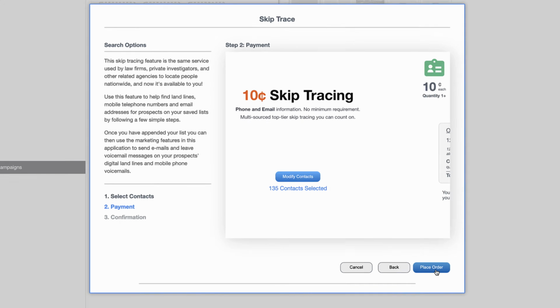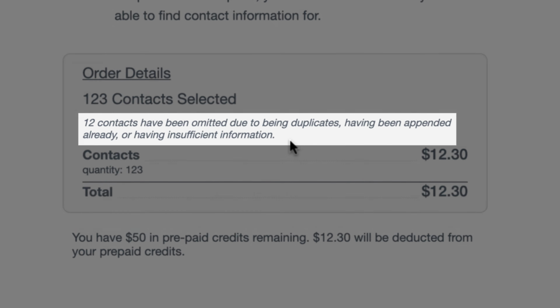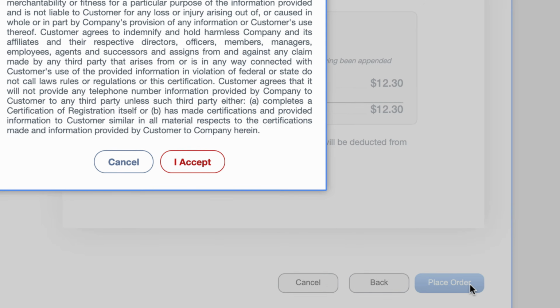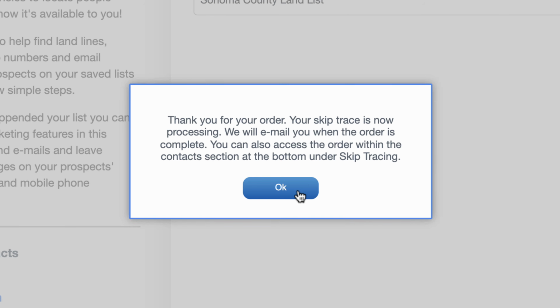And then we click next. And it gives us a quick summary of how much it's going to cost us to skip trace all these people. And it says 12 contacts have been omitted because they're duplicates. So that's helpful. But assuming we're okay to proceed, we will click place order. And it gives us this little warning, saying that we have to abide by the do not call registry. So that's fine. And then we click OK.